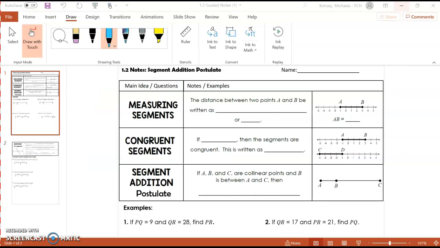All right, so for 1.2, we're going to talk about the segment addition postulate. Hopefully everyone remembers how to name a segment. When we are measuring segments, we want to find the distance between the 2 points. When we are writing the distance between 2 points A and B, it is written as the length of AB, or just AB.